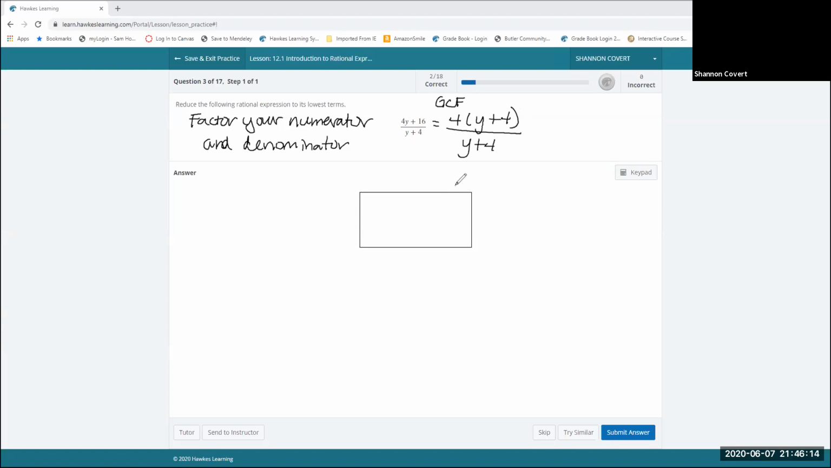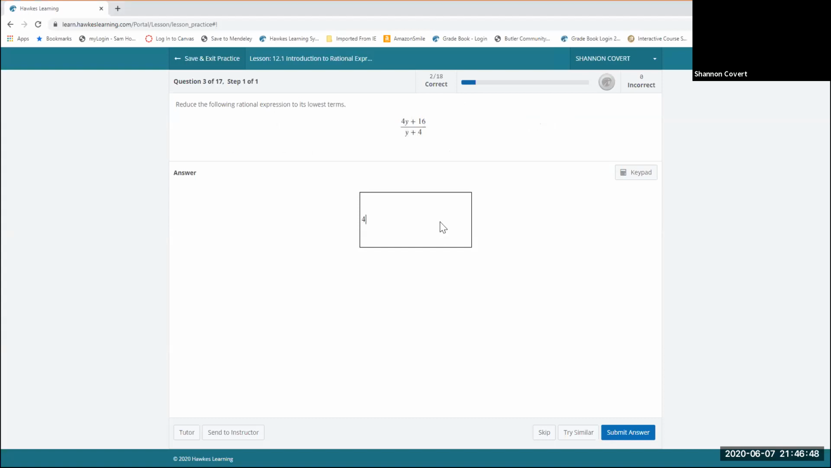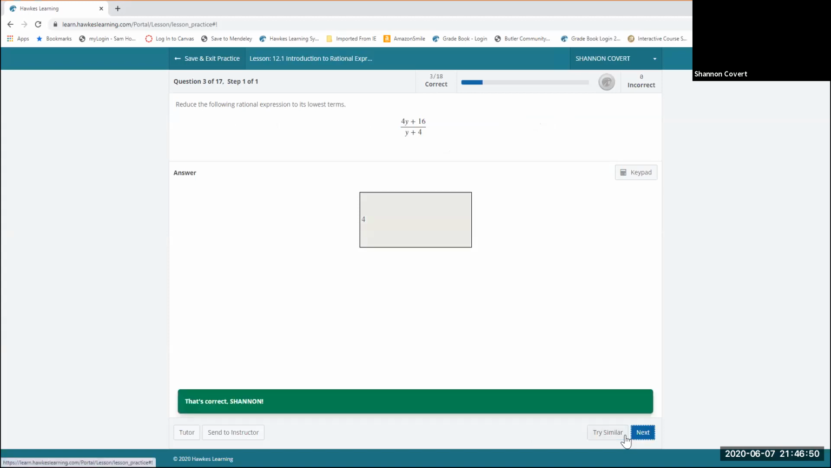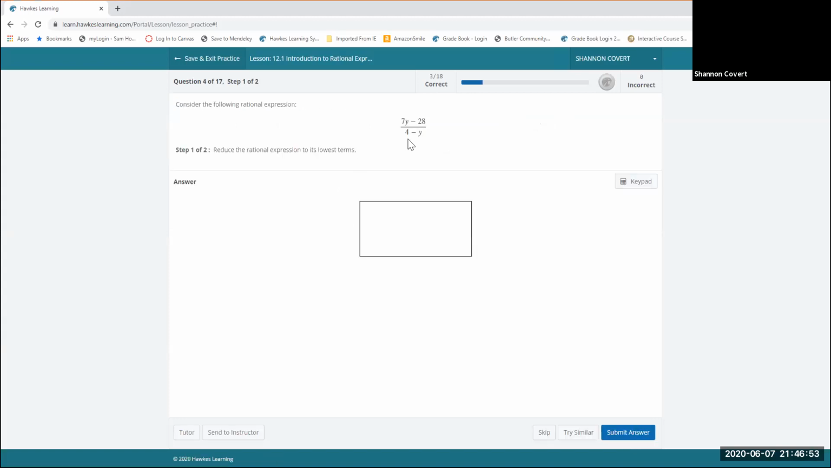And then you're going to reduce or simplify. So when you have things that look alike in the numerator and the denominator, then you can divide those out because they become 1. So I can divide out these two y plus 4s. They become 1, and I'm left with just 4. So that's what I'm going to type in, and submit my answer. All right, let's move to the next problem.